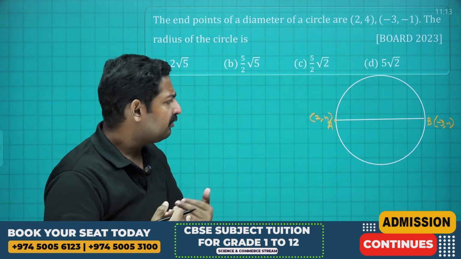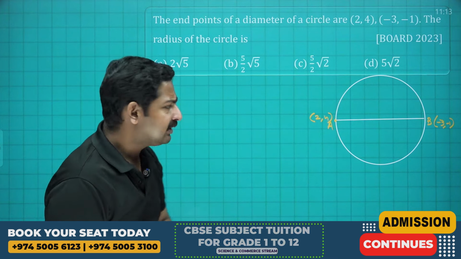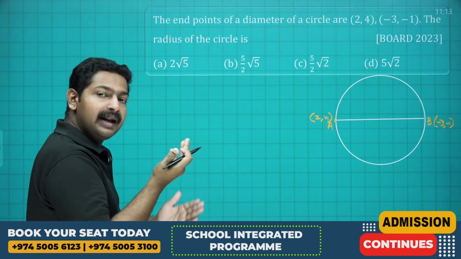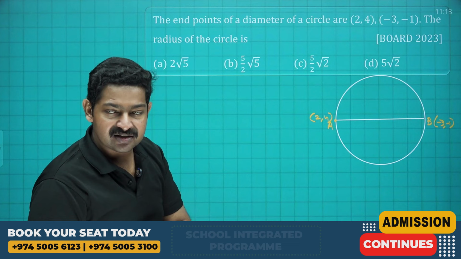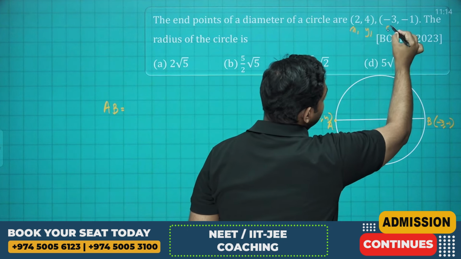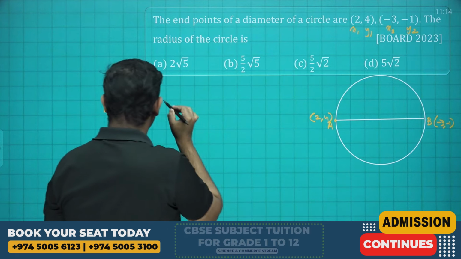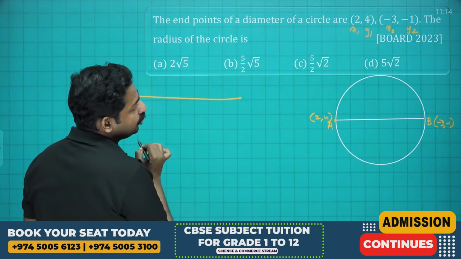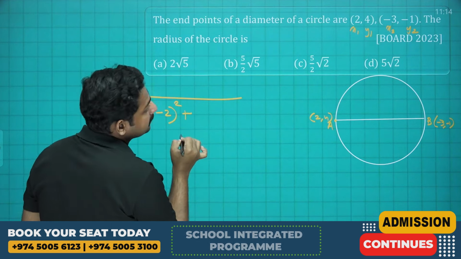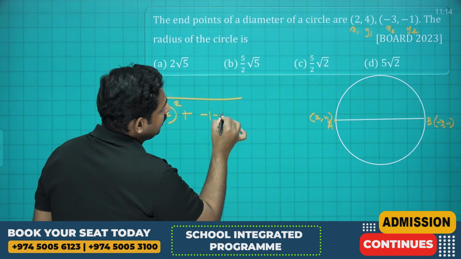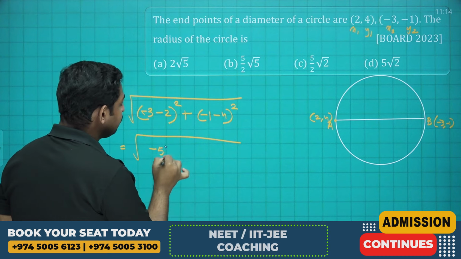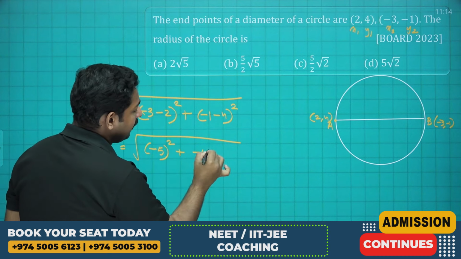First of all, we can find the length of the diameter. The length of the diameter AB we can find directly by using which formula? The same distance formula. The first point can be taken as x1, y1 and the second point as x2, y2. So AB is equal to root of (x2 minus x1)^2, that is (minus 3 minus 2)^2, plus (y2 minus y1)^2, that is (minus 1 minus 4)^2, which is root of (minus 5)^2 plus (minus 5)^2.